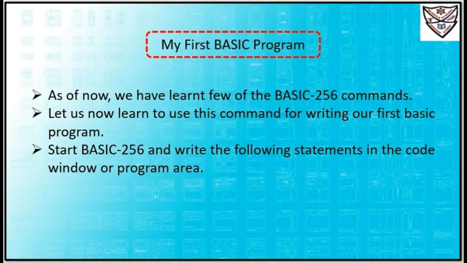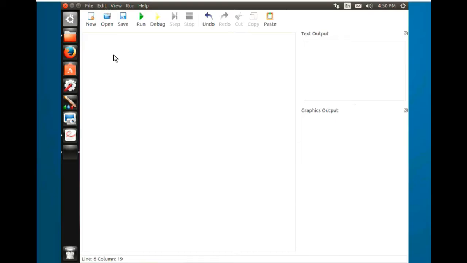My first BASIC program. As of now, we have learned a few of the BASIC-256 commands. Let us now learn to use these commands for writing our first BASIC program. That is, start BASIC-256 and write the following statements in the code window or program area. In the program area, write REM, my first BASIC program, then CLS, then print in double inverted quotes, write hello world.